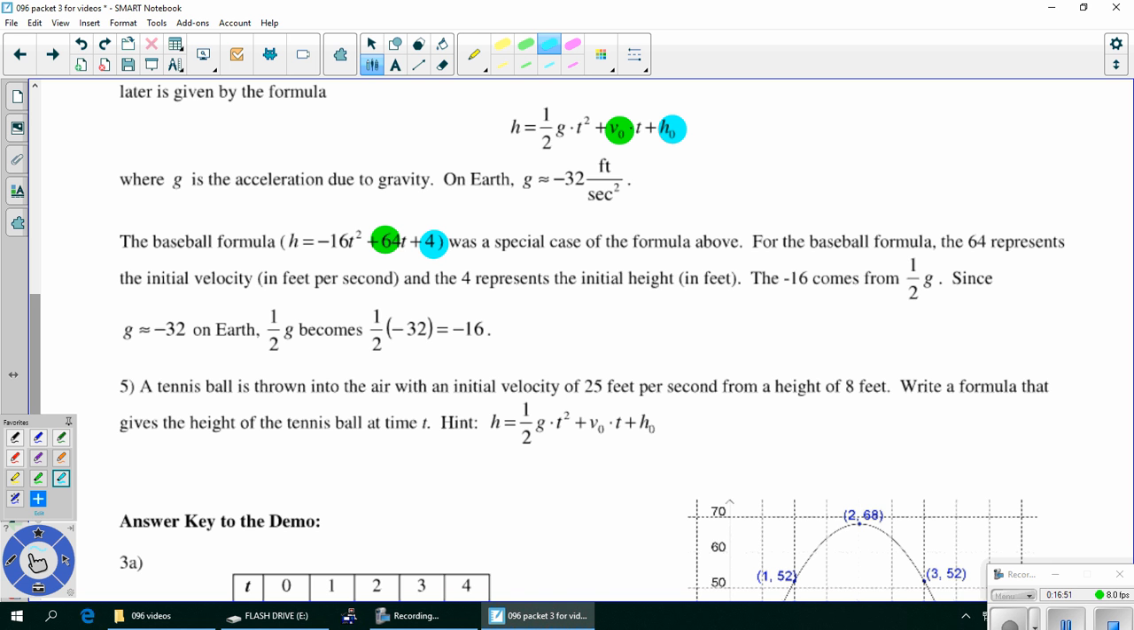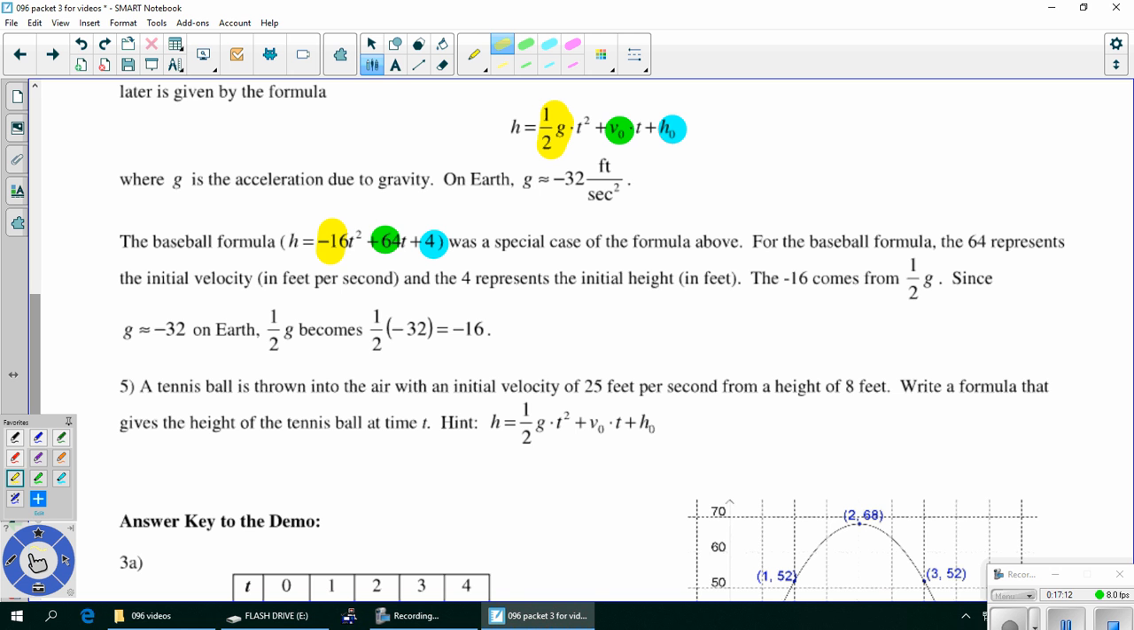And then where did this funny negative 16 come from? Well, take a look at the formula. It says you do half of g, always half of g. And on Earth, g is negative 32. So if you do half of that number, you get negative 16. And so every one of these kinds of problems you do here on Earth is going to start with a negative 16 t squared.